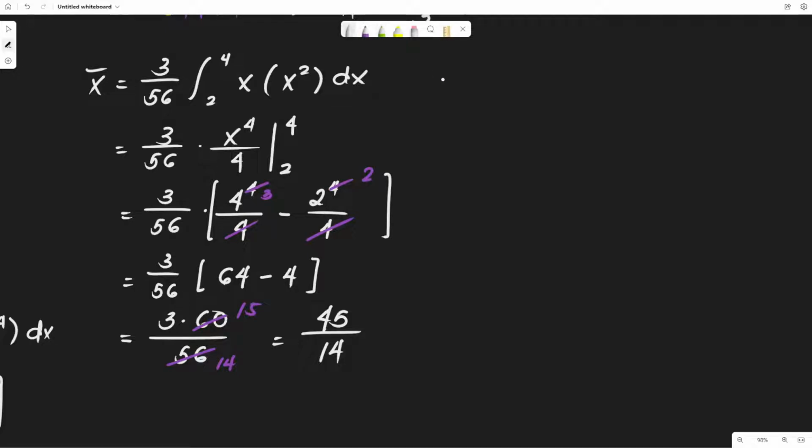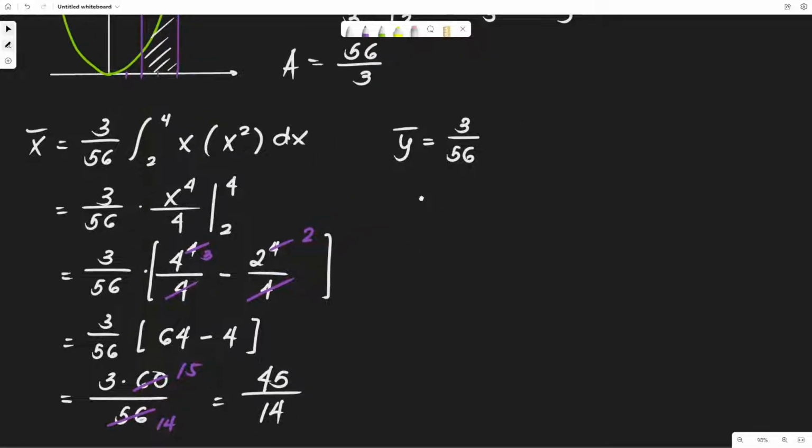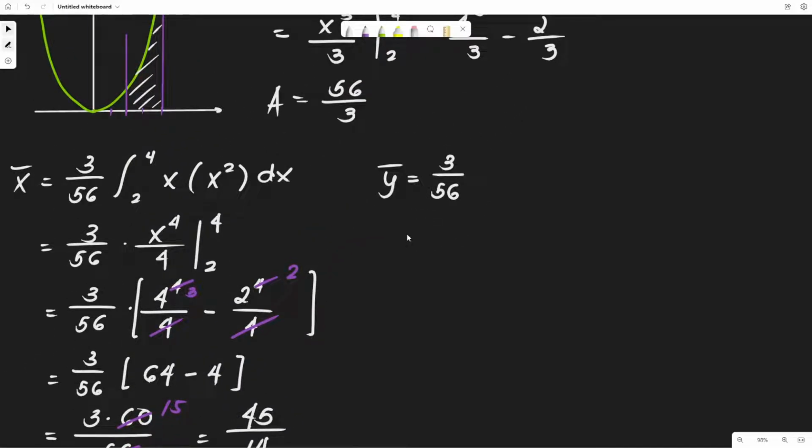So let's go with y. Y bar is equal to 3 over 56. Ganun lang pag-check, guys, no? So dapat hindi siya lalampas sa 4 at sa 2 dun sa boundaries. Kasi pag lumampas, matik mali yun. Centroids nga, ibig sabihin nasa loob siya ng area.